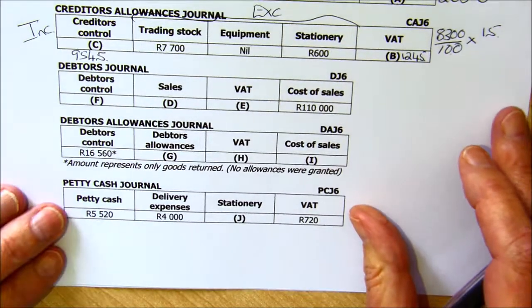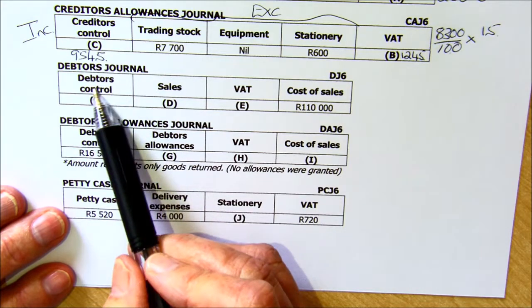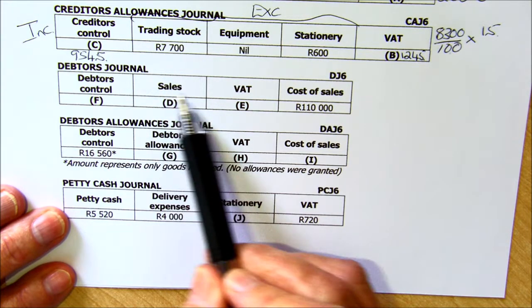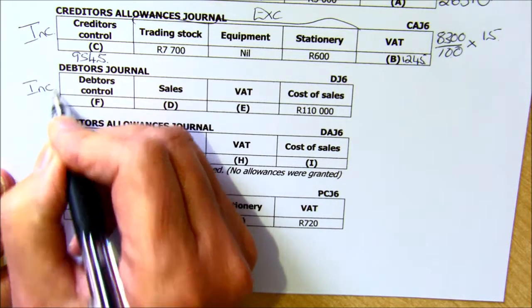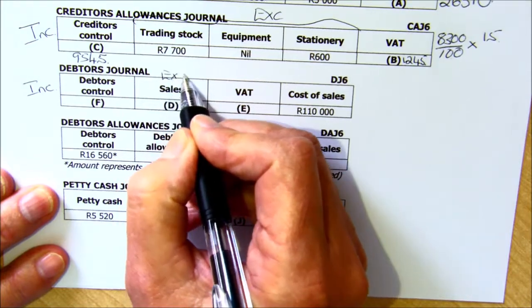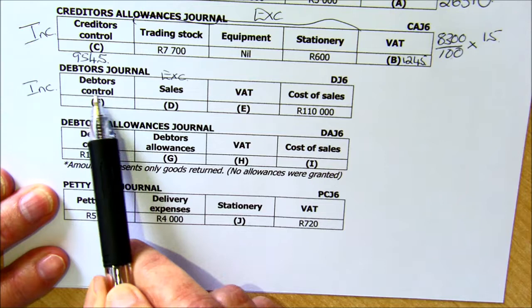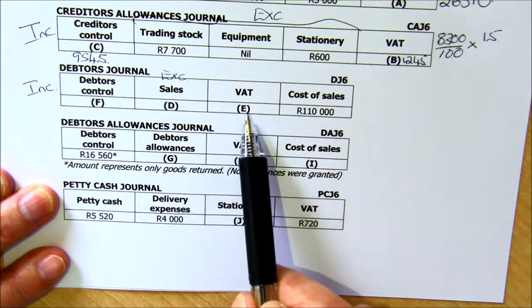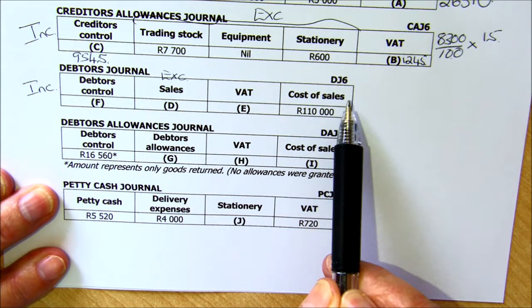Right, so let's move on to the debtors. The debtors are the people that owe us money, and they owe us for the sales plus the VAT. So your debtors control again would be your inclusive figure. The sales figure would be the exclusive figure. Now the problem here is that we don't have either the inclusive or exclusive, and nor do we have VAT. The only figure you do have is your cost of sales.